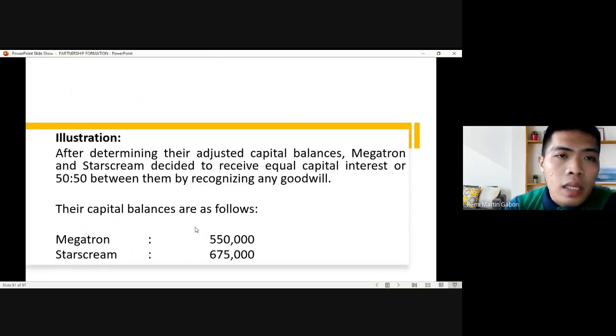So how do we do that? Let's have an example. After determining their adjusted capital balances, Megatron and Starscream decided to receive equal capital interest, okay? 50-50 daw by recognizing goodwill. So, nirecognize nila ang goodwill, 50-50 pa rin. They want 50-50 kahit magkaiba yung kanilang capital balances or capital investment. Okay? Gusto nila ng 50-50 pero they want to recognize an asset which is goodwill. Okay? So, how do we do that?